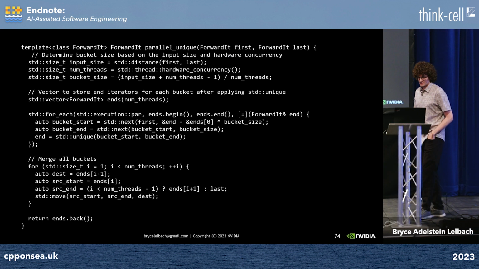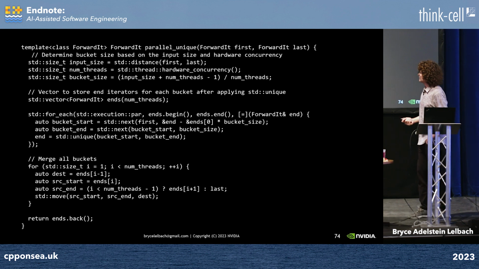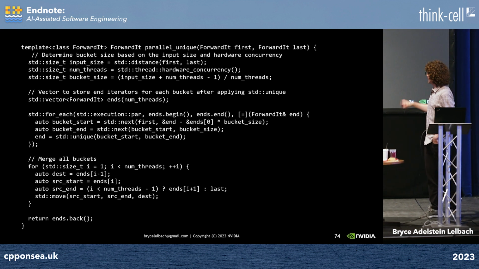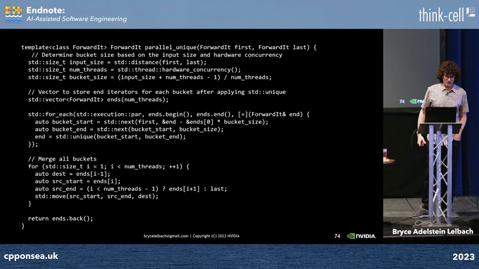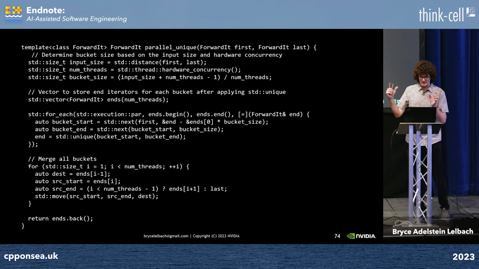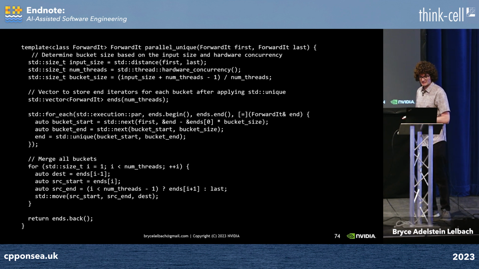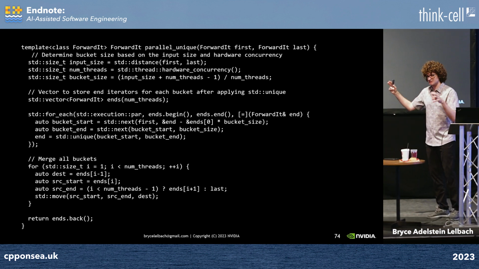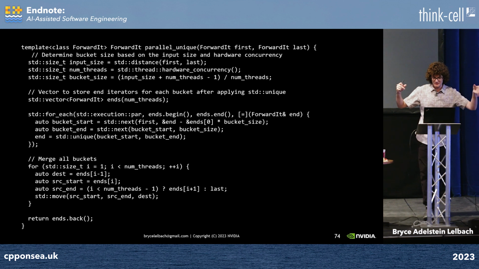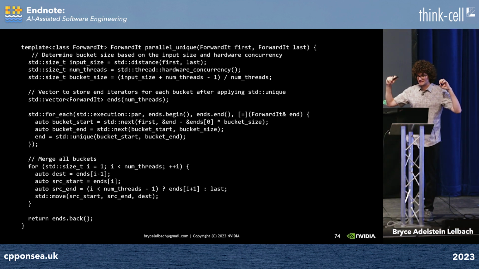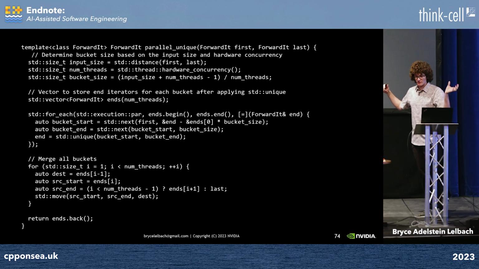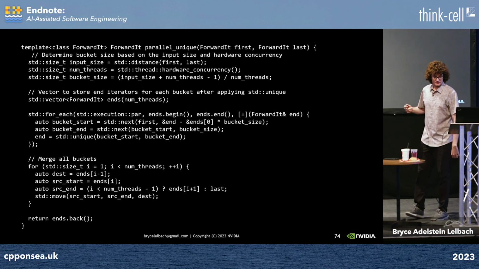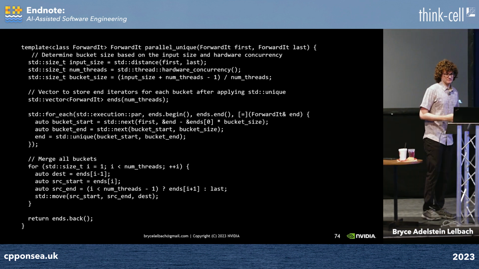So how about this answer here? What it does is first figure out how many threads it wants to spin up. Then it creates a vector of OT storage, so one iterator of storage for each thread. Then it does a parallel for loop where it breaks up the problem into chunks and has each chunk run a serial unique on it. Afterwards it does a merge pass where it goes through and merges all of the buckets. So what do we think about this?